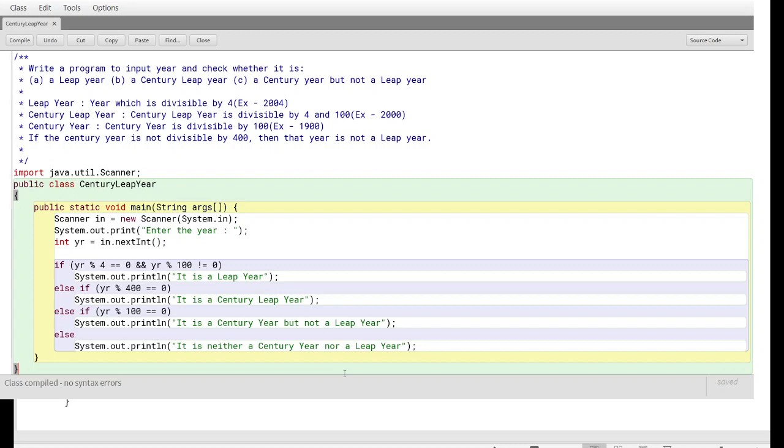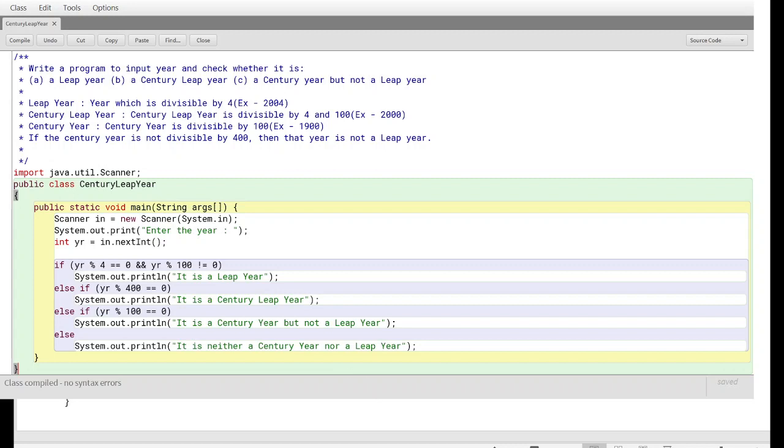So here, if this condition is satisfied, that means the year is divisible by 100. It means it's a century year. But since it is not divisible by 4, we will write the statement as it is a century year but not a leap year. And if none of these three conditions is satisfied, it means the year is neither a century year nor a leap year.